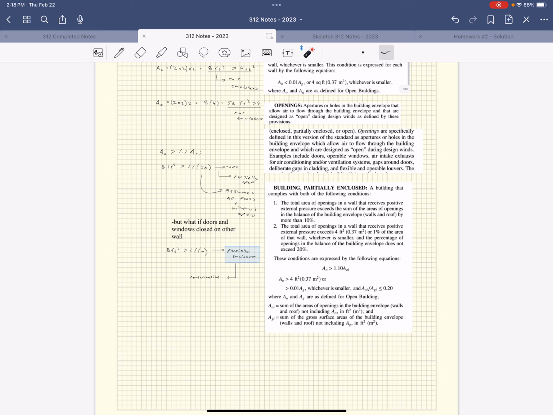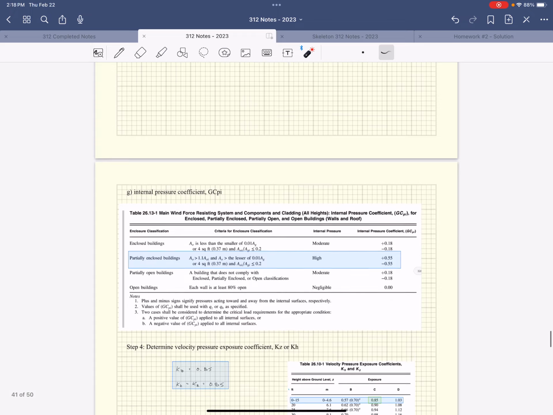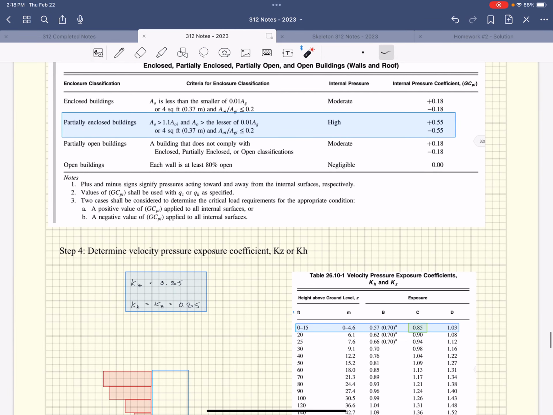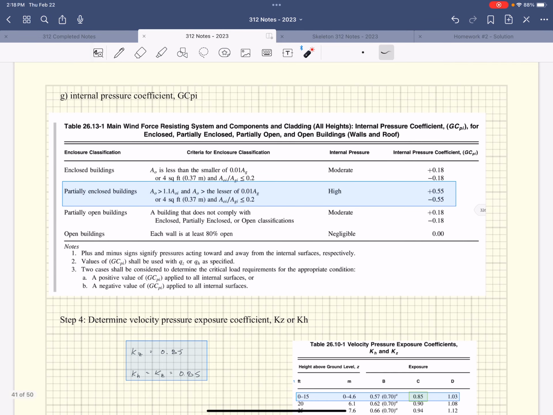Versus just flowing right through it or around it. So we're assuming this thing is partially enclosed for this case. All right, so then we come down here. This is GCPI, that's our internal coefficients for internal pressures. We determined that it was partially enclosed. That was done up here on the previous page.